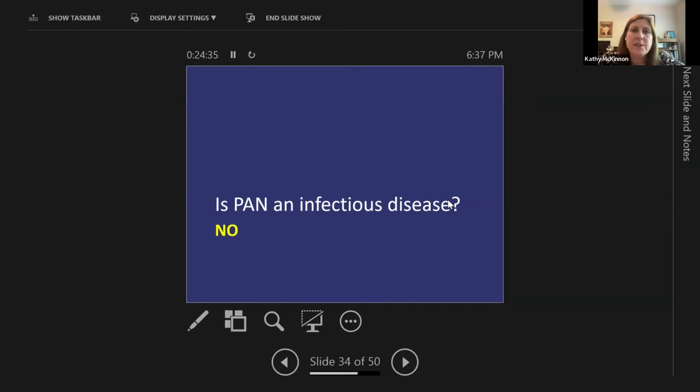So because of the association of hepatitis and HIV, and oftentimes people being told this is an immune disease, they ask if it's an infectious disease. Can they transmit it to their family? Can they transmit it to anybody else that they're around? And even though this can be associated with an infection, PAN is not infectious itself, and you cannot transmit it to the people around you. Next.